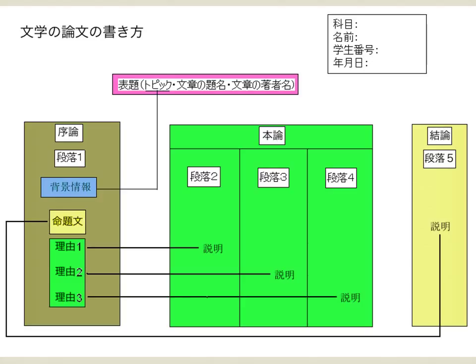Okay, so here we have the basic plan or outline or structure of an academic paper, and I've put it in Japanese to start off with. What I'm going to do is each phrase is going to get changed into English, like this one, as I explain that this is about how to write a literature paper.